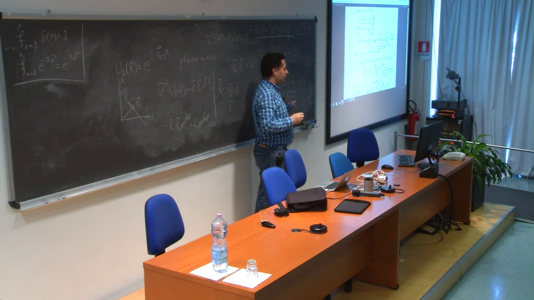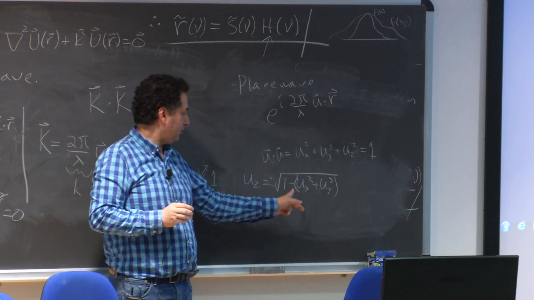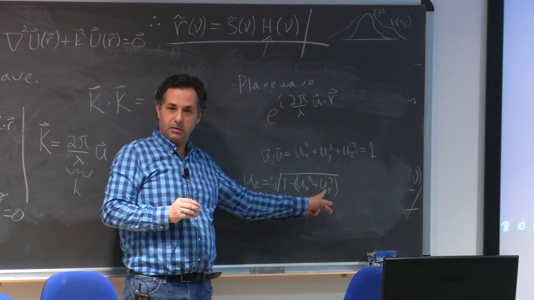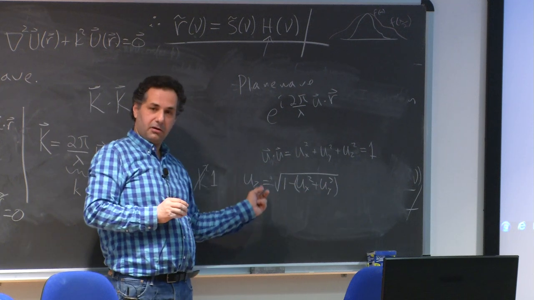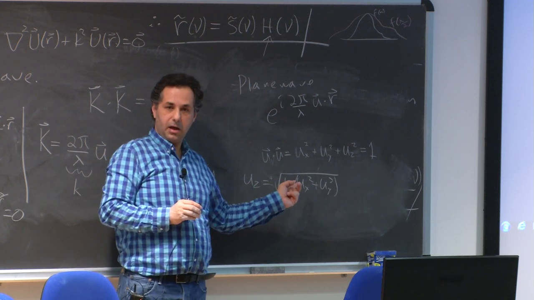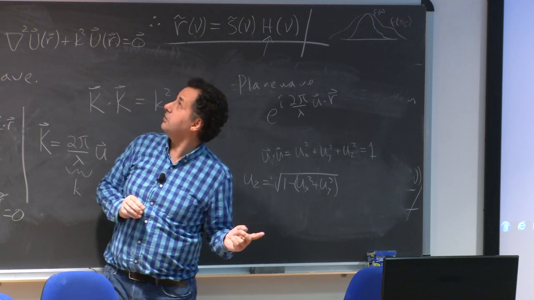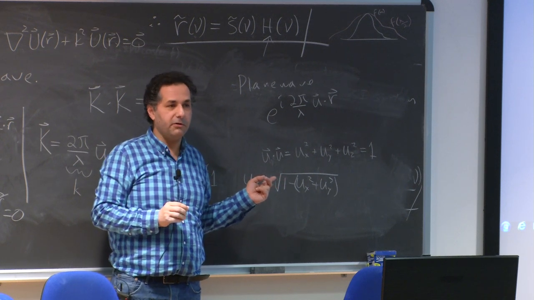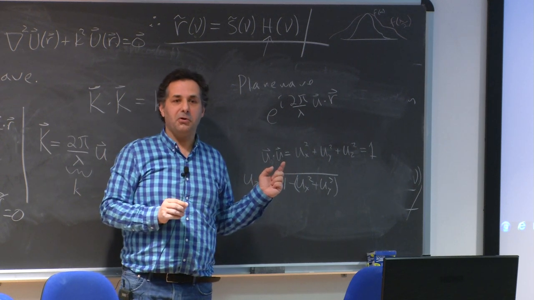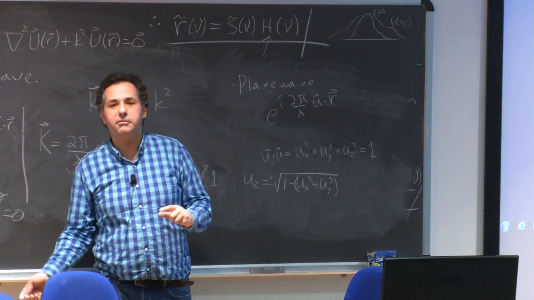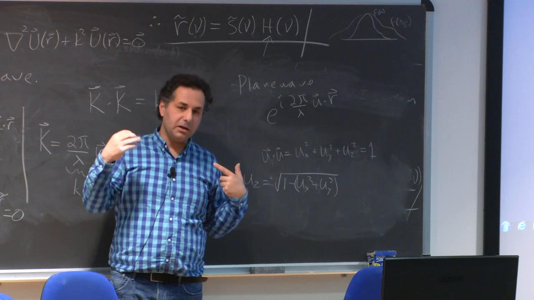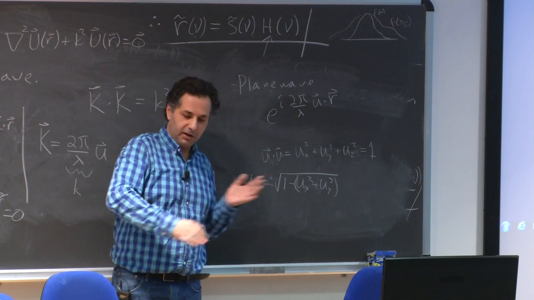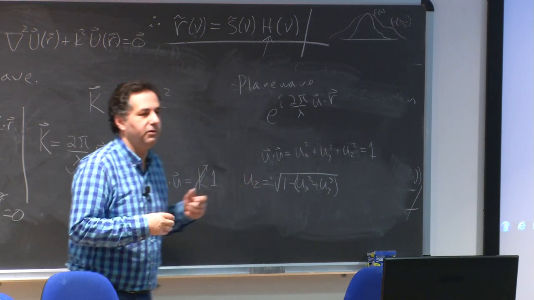I could also find solutions where this is imaginary. If ux squared plus uy squared is bigger than 1, then this thing here can be imaginary. I don't know if I have time, but we'll see it. It's something called an evanescent wave. How many of you have heard of evanescent waves? OK. So there are two types of plane waves: the traveling plane waves, or homogeneous plane waves, and then there are the evanescent waves. And I'll show you some illustrations of this.